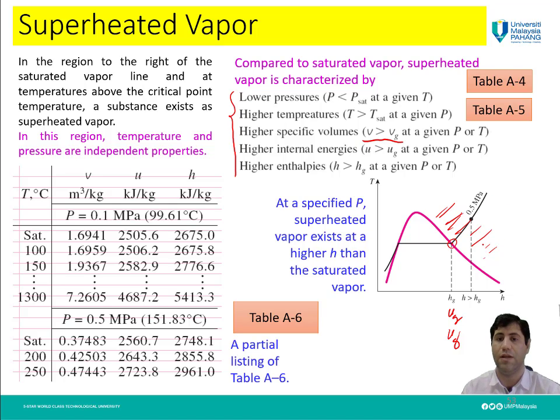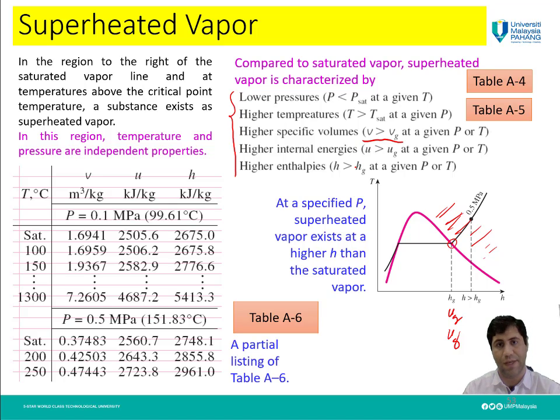So simply and easily we can understand if the state of the substance is in the superheated region or not by using these two tables. This is the first step, and by this method we can understand if it is in the superheated region or not.